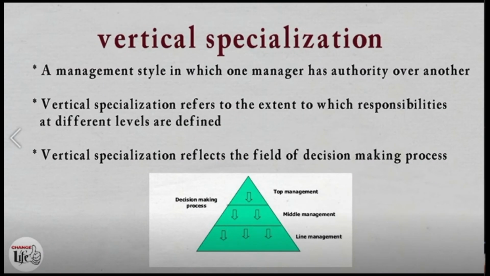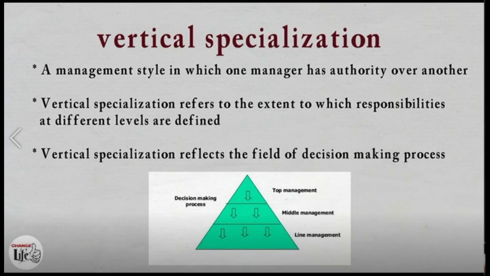Okay, the next stage is about vertical specialization. This is a management style in which one manager has authority over another. Vertical specialization refers to the extent to which responsibilities at different levels are defined and reflects the field of decision-making process. In most cases, such kind of authority is given to the director of the company or to the rector of the universities or to the president of the governments.